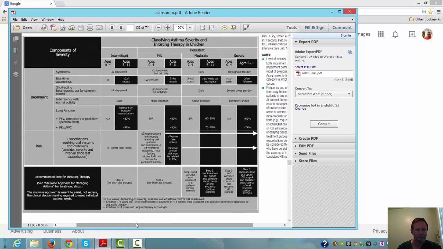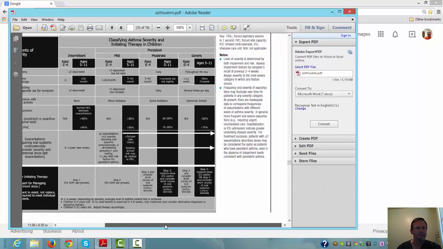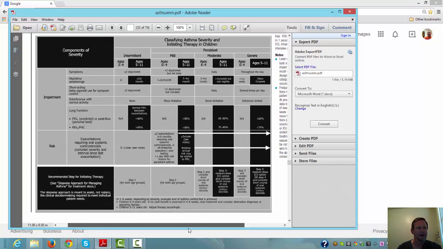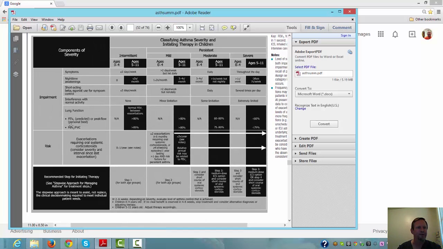As we've discussed, we've got the classifications: intermittent and then persistent mild, persistent moderate, and persistent severe. So if you have this graph, you can just look at it and go down to components of severity, impairment, and then risk. You can go through the symptoms, and for intermittent, it's less than 2 days a week, and it gives the age as mild and moderate. So you can walk through that and classify where your patient is, and then you can go to the stepwise approach to initiating therapy.